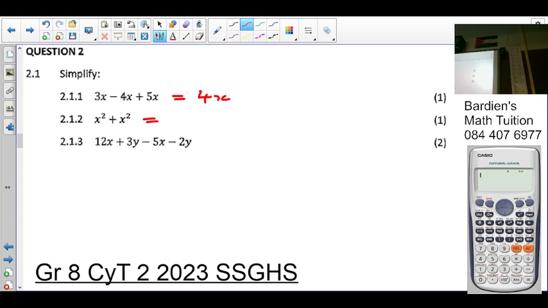Are those like or unlike terms? Like. What is x squared plus x squared? 2x squared. When adding and subtracting, the variables stay the same.